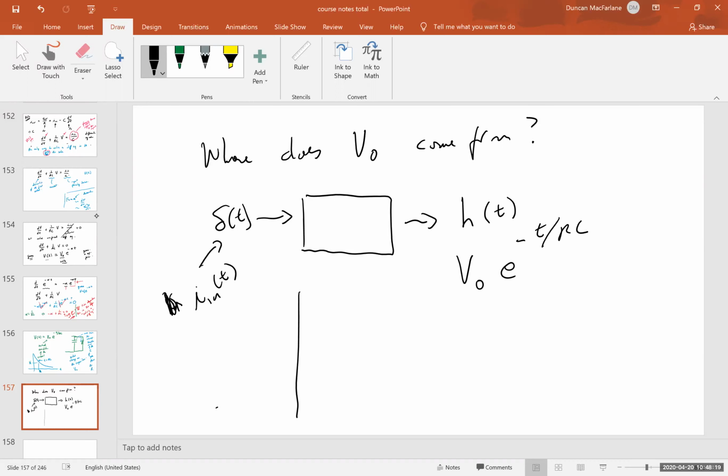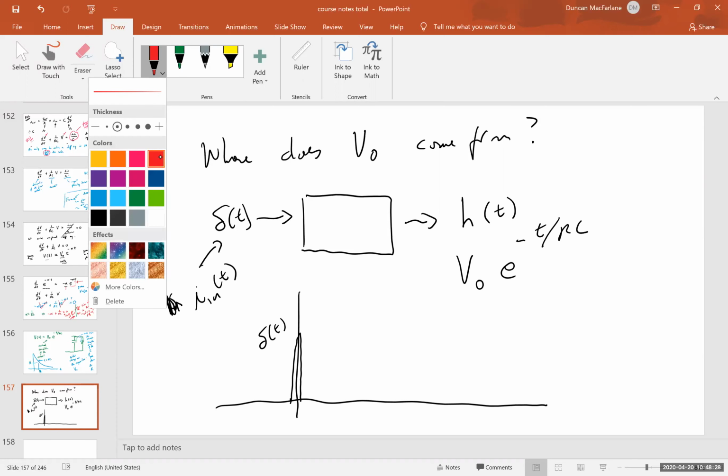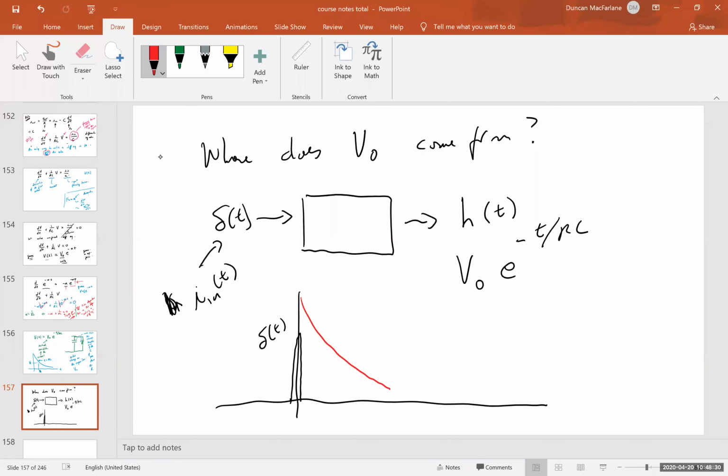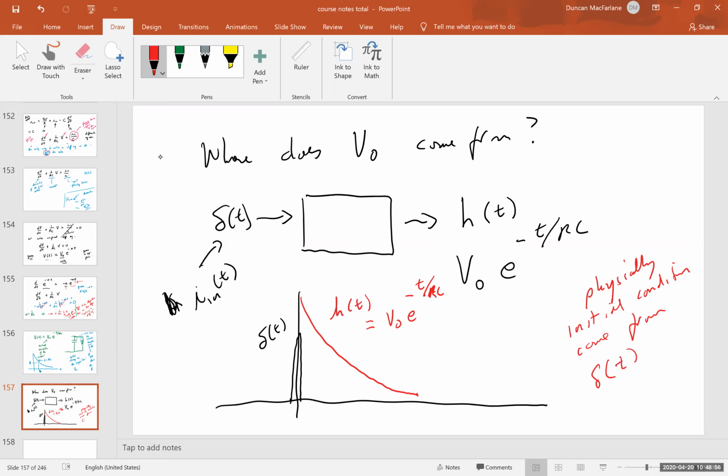So I can draw my graph. The delta function of t input, and then h of t equal V naught e to the minus t over RC. So physically, initial conditions come from a delta function input. Okay?